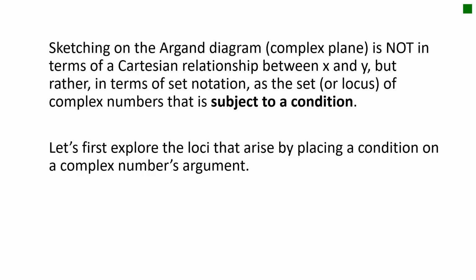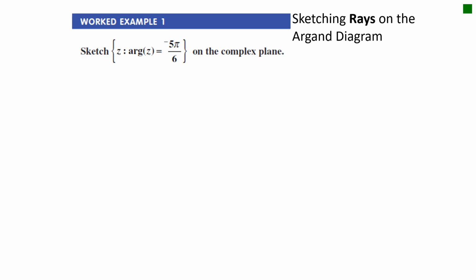We're first going to begin by exploring loci, the plural of locus, that arise from placing a condition on a complex number's argument. Let's begin with this example. This is asking us to sketch the set of complex numbers, each of whose argument is equal to minus 5 pi on 6. Just have a think about that, and you might even venture to guess what such a sketch would look like. Every complex number whose argument is equal to minus 5 pi on 6. How might that sketch look?